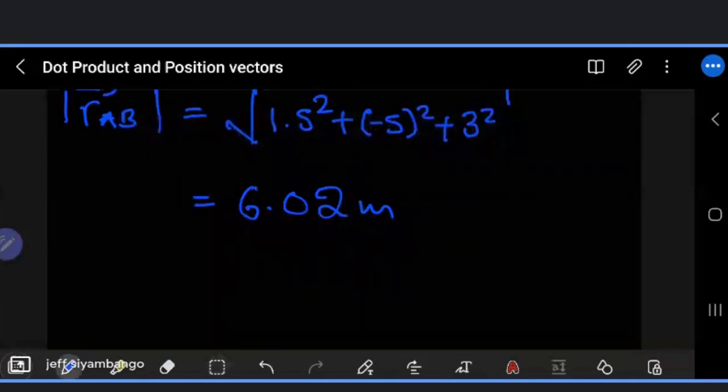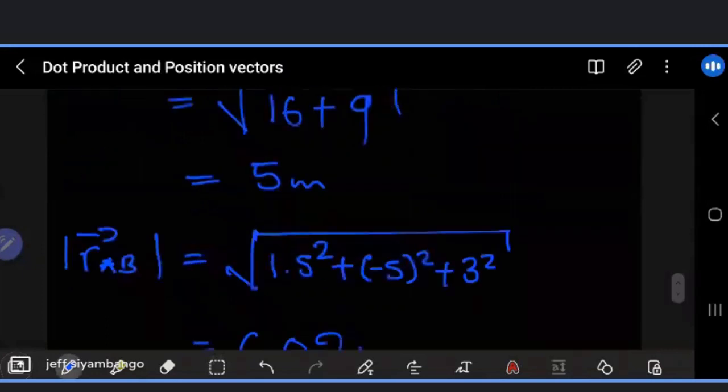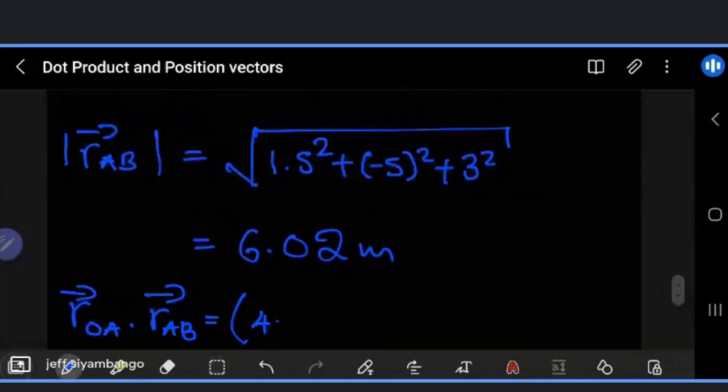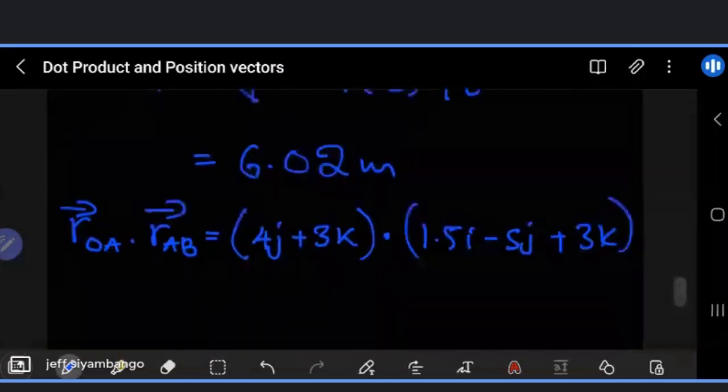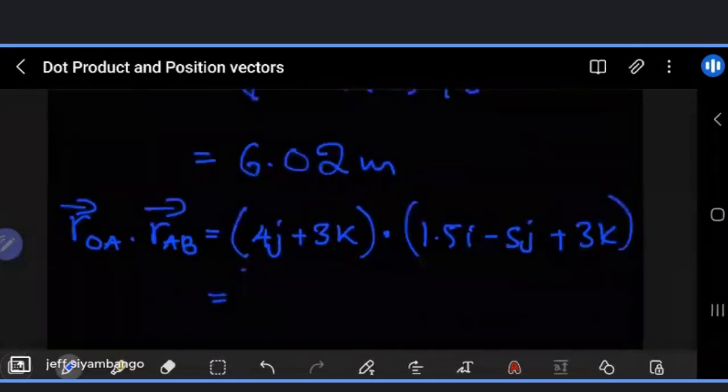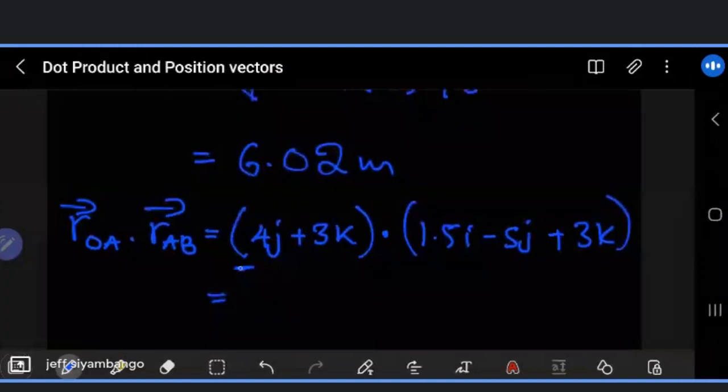Okay, so the next thing that we can get, we can also evaluate the dot product, ROA dot RAB. So you know how the dot product goes. The first one is 4j plus 3k. Then dot, the second one is 1.5i minus 5j plus 3k. So the dot product here is like for like. In the first part, there's no i. So for i, we have a 0. So it's going to be 0.